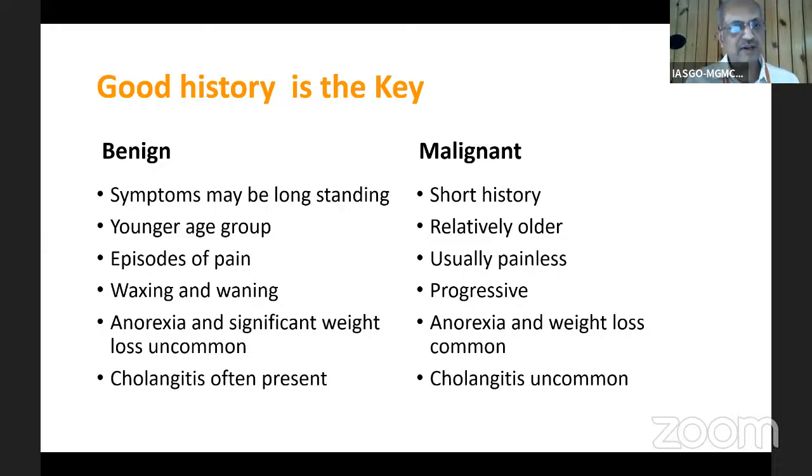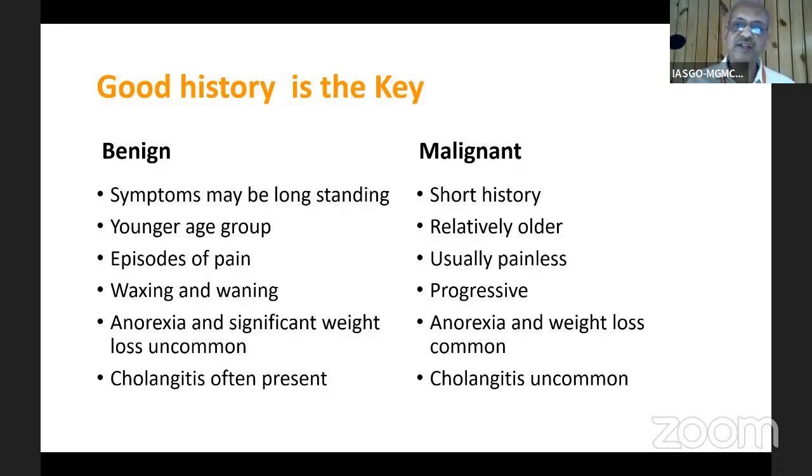It's seen in a younger age group. Episodes of pain are a hallmark of benign disease. Jaundice may be waxing and waning. Anorexia and significant weight loss are less common because anorexia is just associated with the episode of obstruction, and then the patient regains the appetite. And cholangitis is often an accompaniment of the patient's presentation.